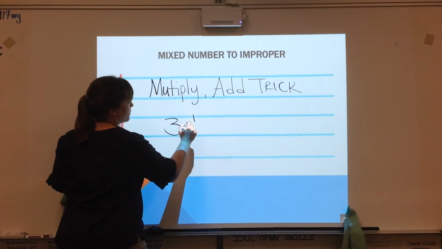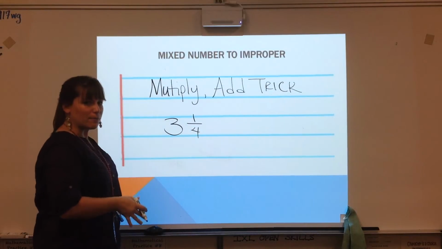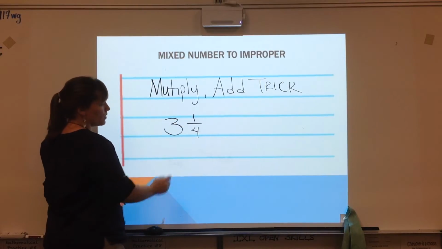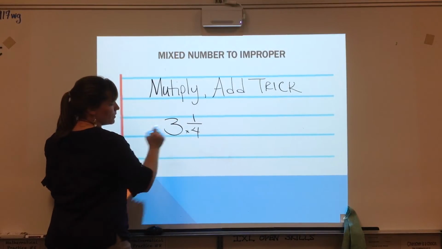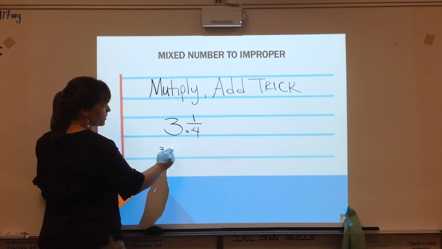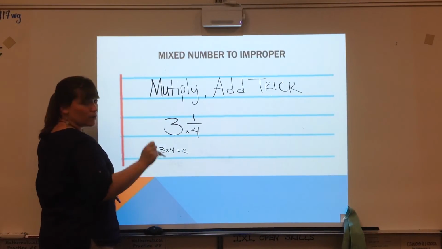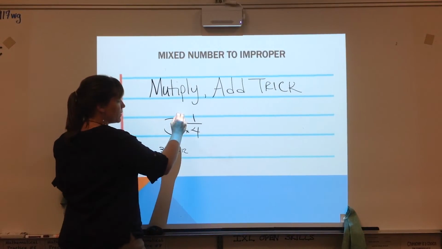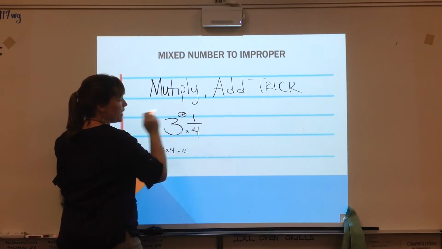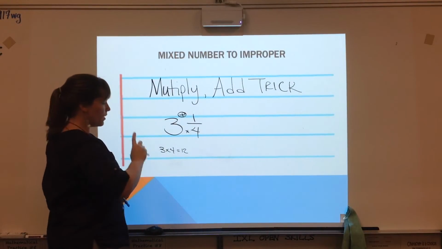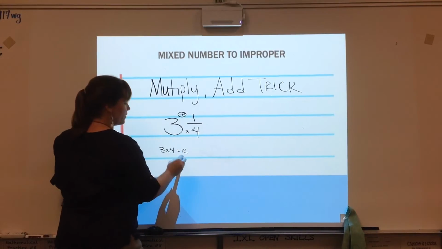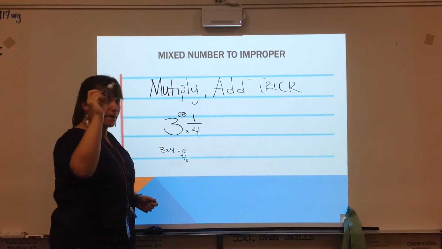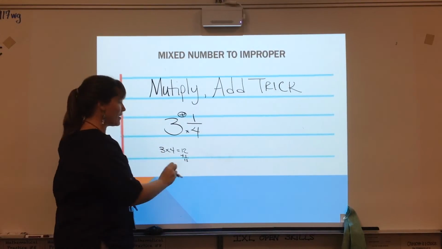If we have the mixed number 3 and 1/4, I want you to write that really big, okay? So 3 and 1/4. We're going to take the 4 and the 3 and we're going to multiply them. So 3 times 4 is 12. So you can hold 12 in your brain, or you can write it down here. And then we're going to take that answer and we're going to add whatever the numerator is. So we are going to add 1 to 12 and get 13. That number 13 becomes our big numerator of the improper fraction.